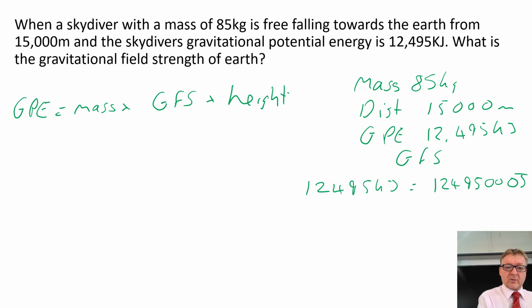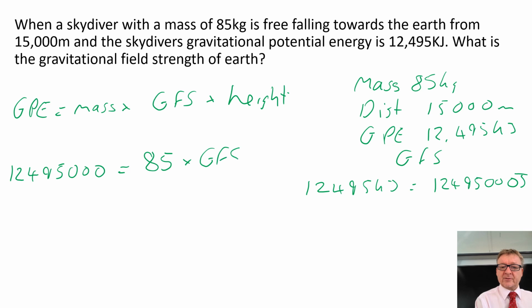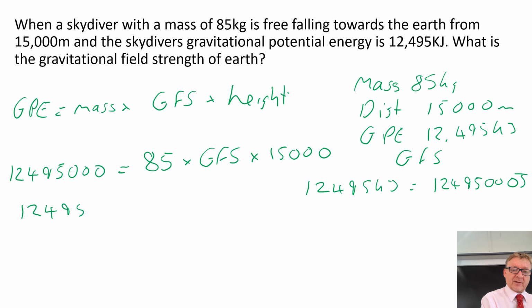Okay, so we've got 12,495,000, this is annoying, equals a mass of 85 multiplied by gravitational field strength, which we don't know, multiplied by 15,000, which is the height. Okay, so what I'm going to do then is 85 times 15,000. I'm going to do that in my calculator. So it's 12,495,000 equals 1,275,000 times gravitational field strength.